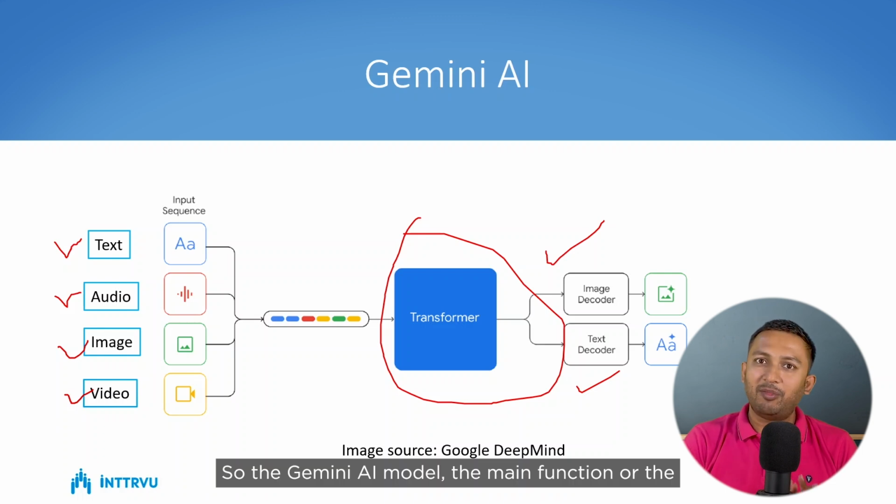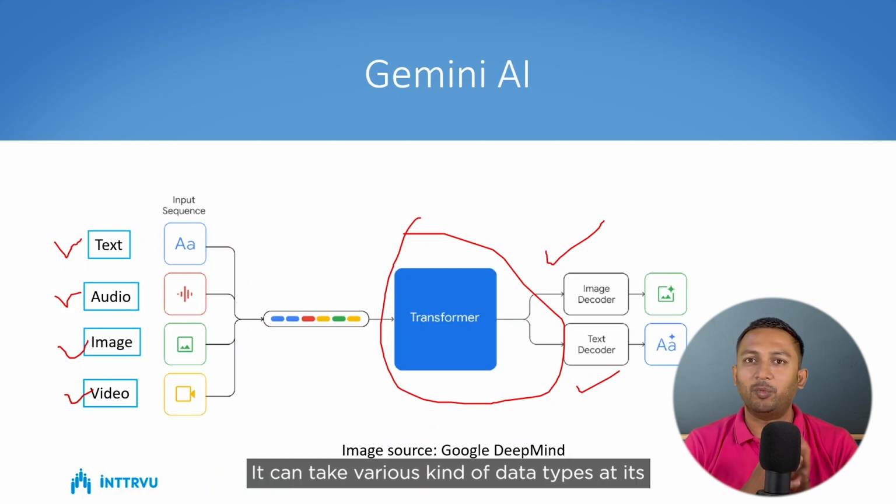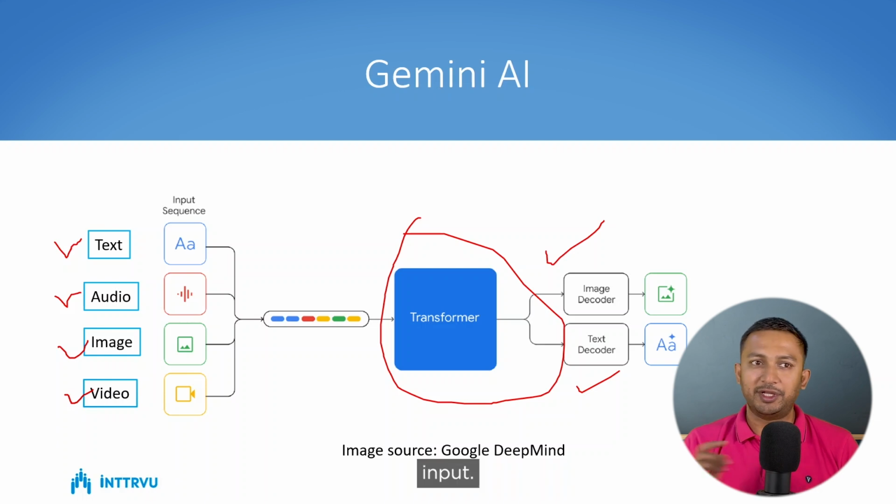So the main feature of the Gemini AI model which is different from other models is that it is a multimodal model. It can take various kinds of data types at its input.